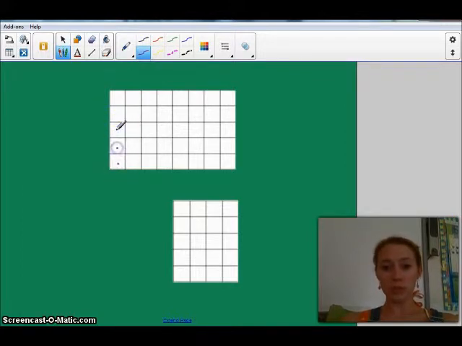This is 1, 2, 3, 4, 5. So 5 times 1, 2, 3, 4, 5, 6, 7, 8. Oh, well the area is 5 times 8, so that's 40. 40 square units. Well, and this one is 1, 2, 3, 4, 5 times 1, 2, 3, 4. Well, that's 5 times 4, so that's 20.